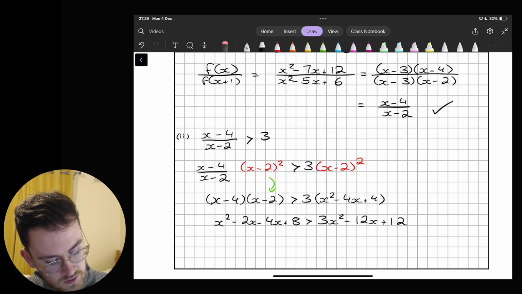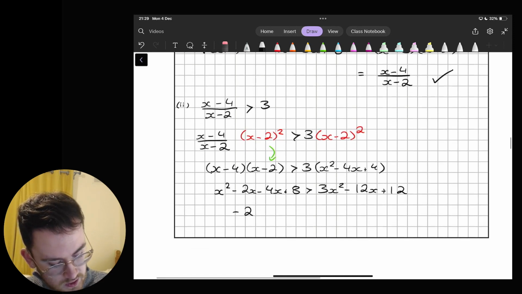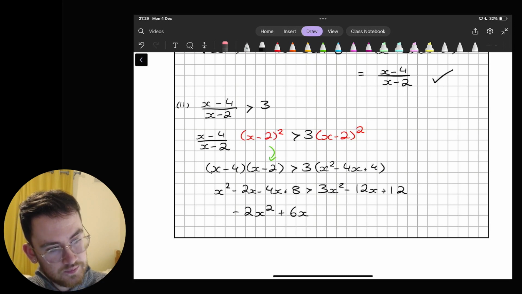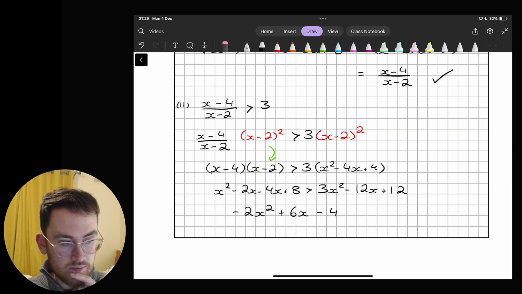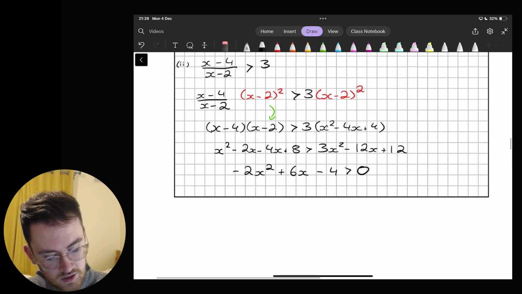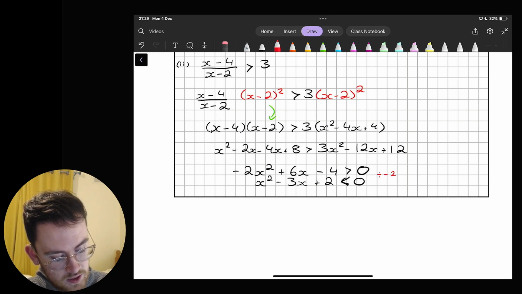So again, as per usual, I'm going to bring everything to one side. I'll get minus 2x squared minus 6x plus 12, so that gives me plus 6x, and the plus 8 minus 12 gives me minus 4 there. And I want to show where this is greater than 0. Now I'm going to divide across by minus 2, so x squared minus 3x plus 2 is less than 0. So I'm swapping my inequality sign because I have divided across by minus 2.